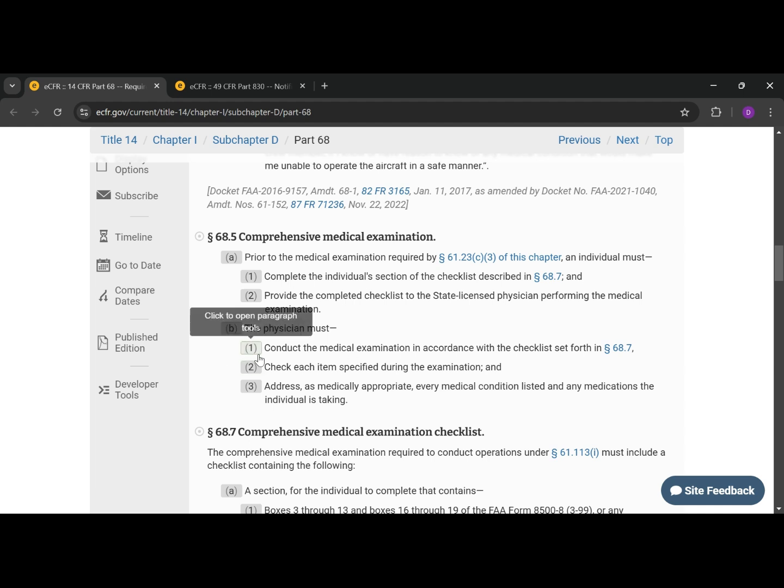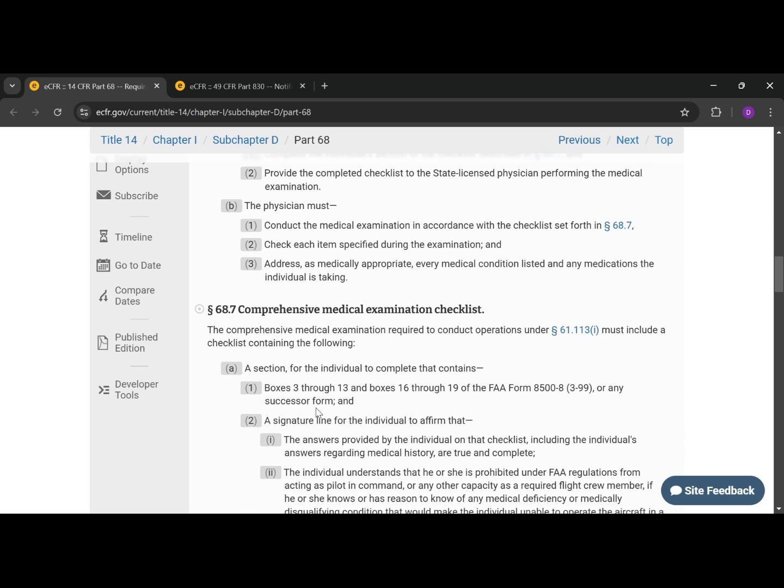Now, this is what the physician has to do. They have to conduct the medical examination in accordance with the checklist set forth in 68.7, which we're going to get into in the next section, check each item specified during the examination, and address as medically appropriate every medical condition listed and any medications the individual is taking.